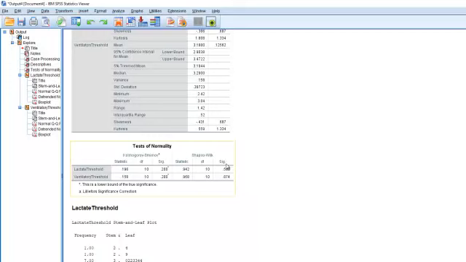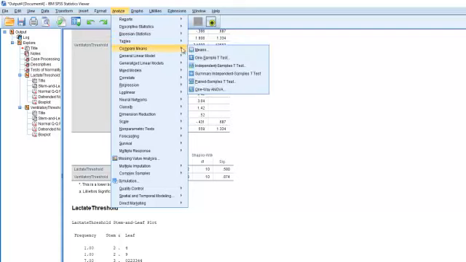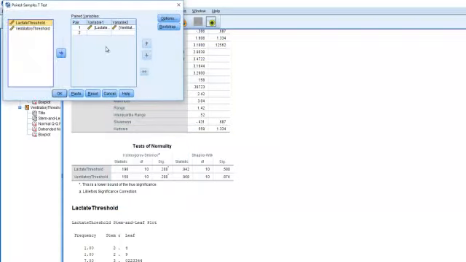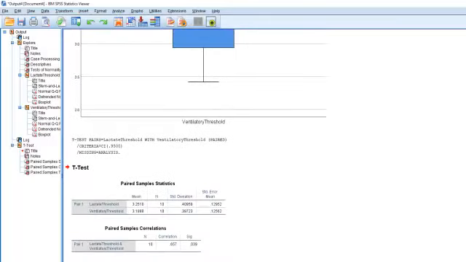This means that we can do a paired t-test on our data to see if there's any differences between the two conditions. To do the paired t-test, I'm going to go to Analyze, Compare Means, Paired Samples t-test, and then I'm going to click the lactate threshold and the ventilatory threshold over to the right hand side. It was already there, so I've done it twice by mistake, but you can see it's gone over to the right hand side. We're just going to click OK, and now we should get our SPSS output for the paired t-test.